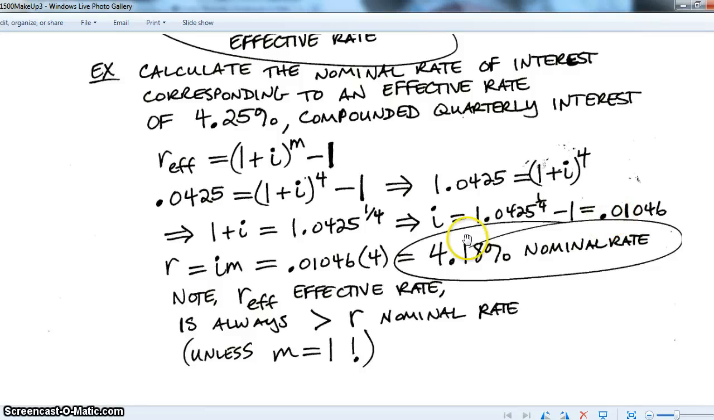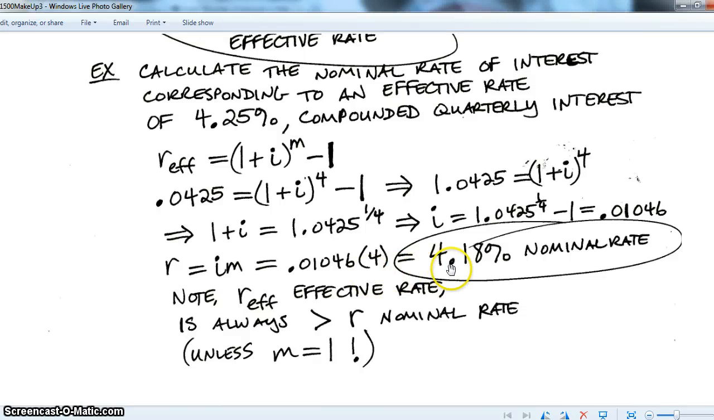Now, again, this is i. So this is per compounding period, which for us is quarters. If you want the nominal rate, you have to multiply by m. So you have to multiply by 4, and that'll give you the 4.18% nominal rate.